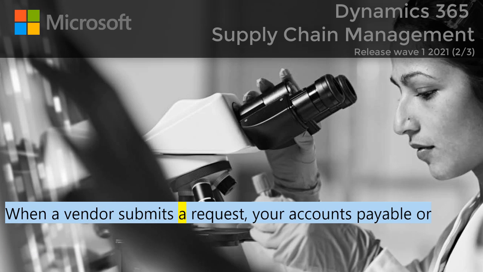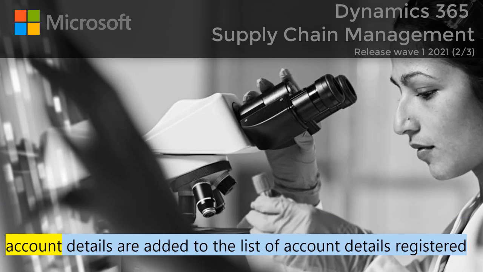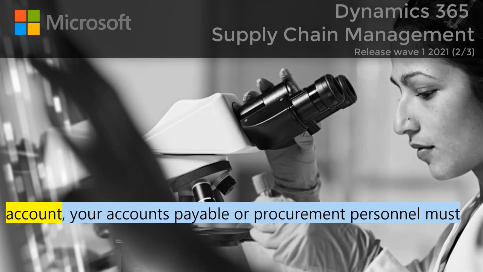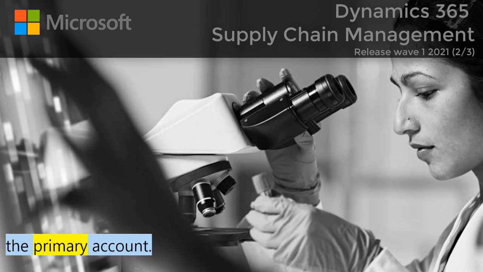When a vendor submits a request, your accounts payable or procurement personnel must review it. On approval, the new bank account details are added to the list of account details registered for that vendor. For requests that specify a new primary bank account, your accounts payable or procurement personnel must manually update the vendor record to identify the new account as the primary account.